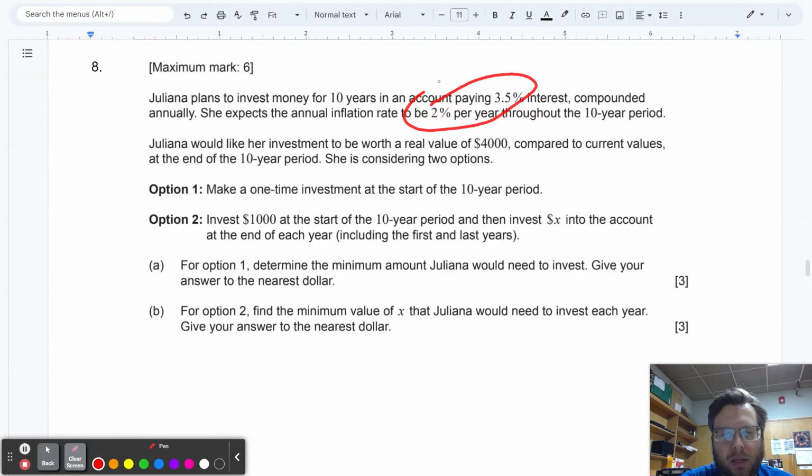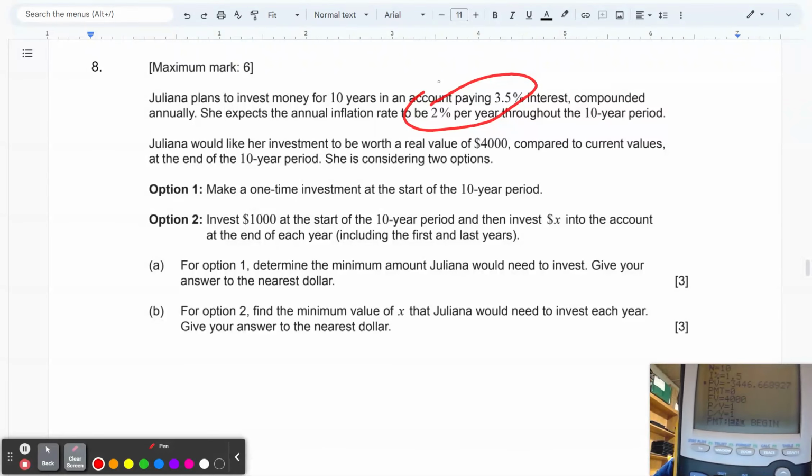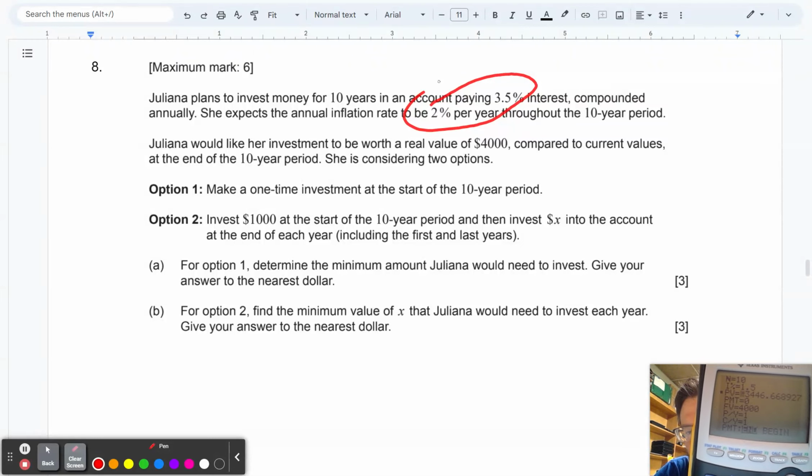So option 1: make a one-time investment at the start of the 10-year period. She wants her future value to be $4,000, and it's a one-time investment, so her payment is 0. Okay, so here's what came out. I could have done it with the formula as well, but here's what came out on the finance app: 10 payments, 1.5% interest. That's the present value, so that's what you would need to deposit now. After 10 years, that'll get up to $4,000.